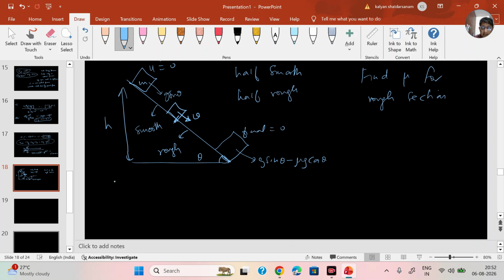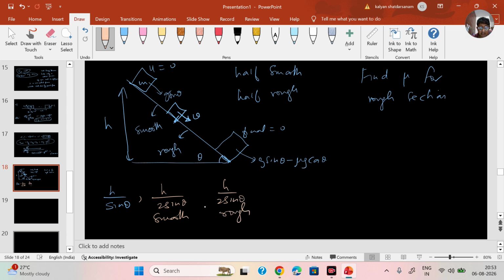For the smooth part, by the way, what is the length of the incline? h by sine theta is the length of the incline. See, sine theta is opposite by hypotenuse. h by length of incline is sine theta. So the length of incline will be h by sine theta. Now in this h by sine theta, h by 2 sine theta is smooth and h by 2 sine theta is rough.